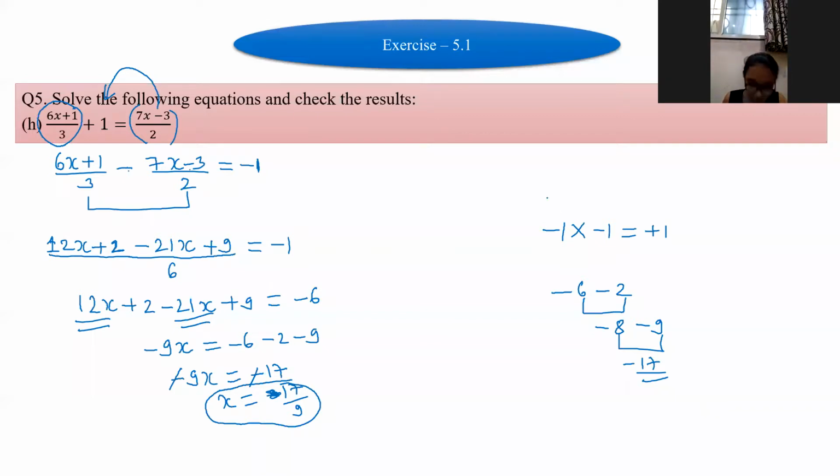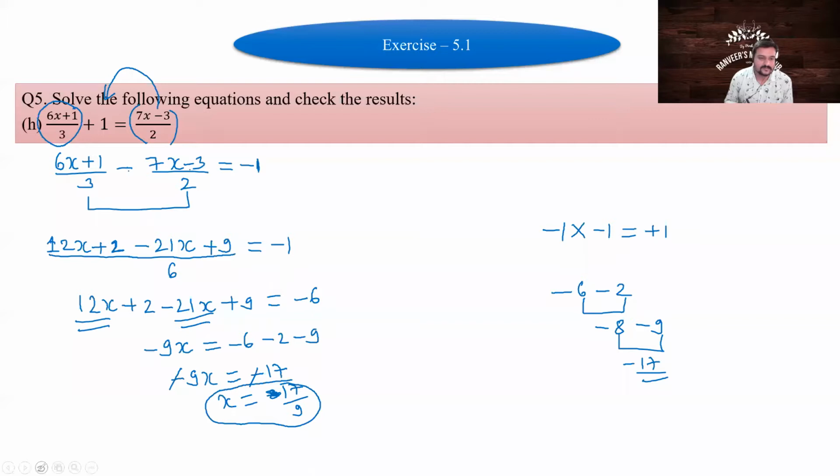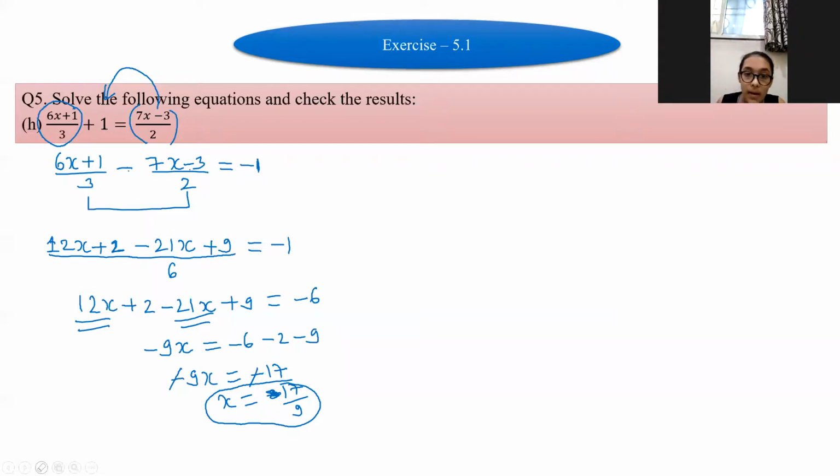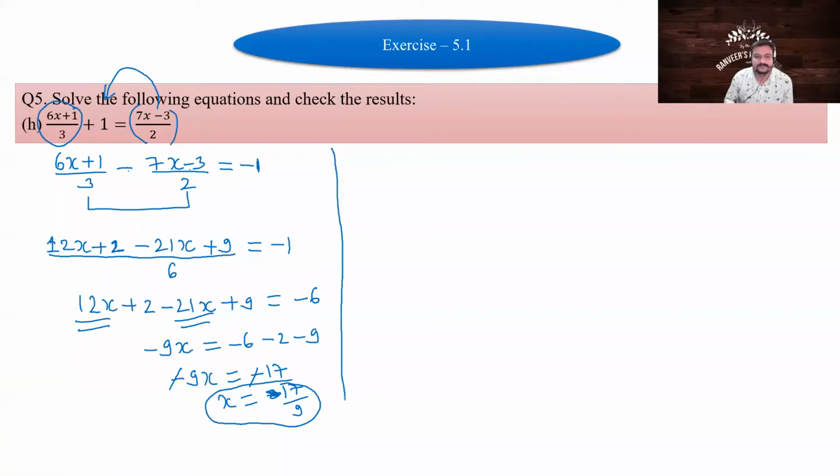Yes. Now we will check. So we will write first the term, that is (6x plus 1) upon 3 plus 1 is equal to (7x minus 3) upon 2. Okay. Now we'll check the results.